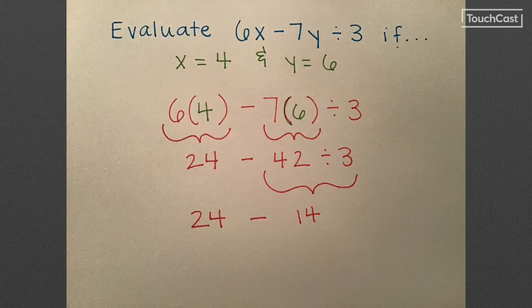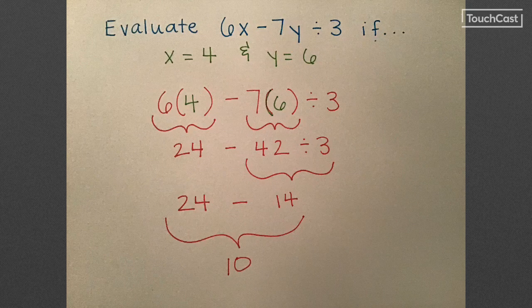The next step was to divide. We need to do 42 divided by 3 before we do the subtraction. 42 divided by 3, well I know that 30 divided by 3 is 10, and 12 divided by 3 is 4, so it must be 14. Now my equation is 24 minus 14, and that's going to be our last step. 24 minus 14 equals 10.